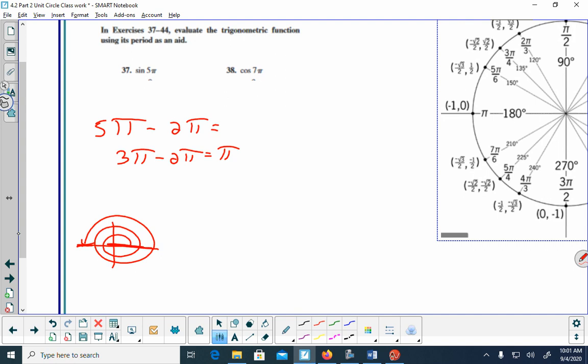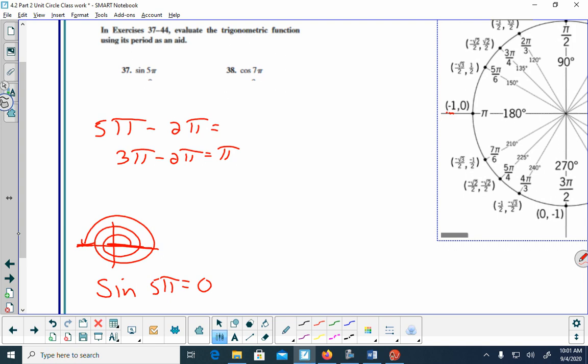This is just asking me for the sine, so I'm looking at this ordered pair here. The sine is the y value, so I want 0 as my answer. So to officially write my answer, I'm going to take the sine of 5 pi, and that answer is just going to be 0. And they only want me to find the one trig function, so that's all I'm going to find. So next one is cosine of 7 pi.